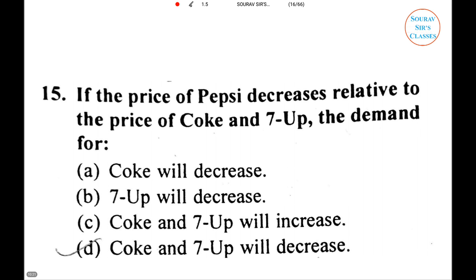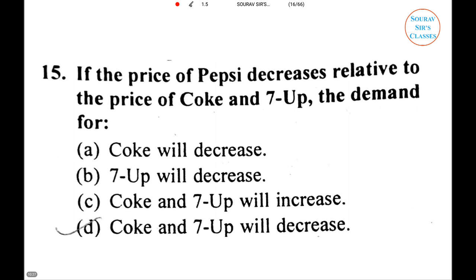15. If the price of Pepsi decreases relative to the price of Coke and 7-Up, the demand for Coke and 7-Up will decrease. Why? Because Pepsi, Coke and 7-Up are substitute goods and there is a positive relation between demand and price of a substitute good. So, hence, with a decrease in the price of Pepsi, demand for Coke and 7-Up also decreases.